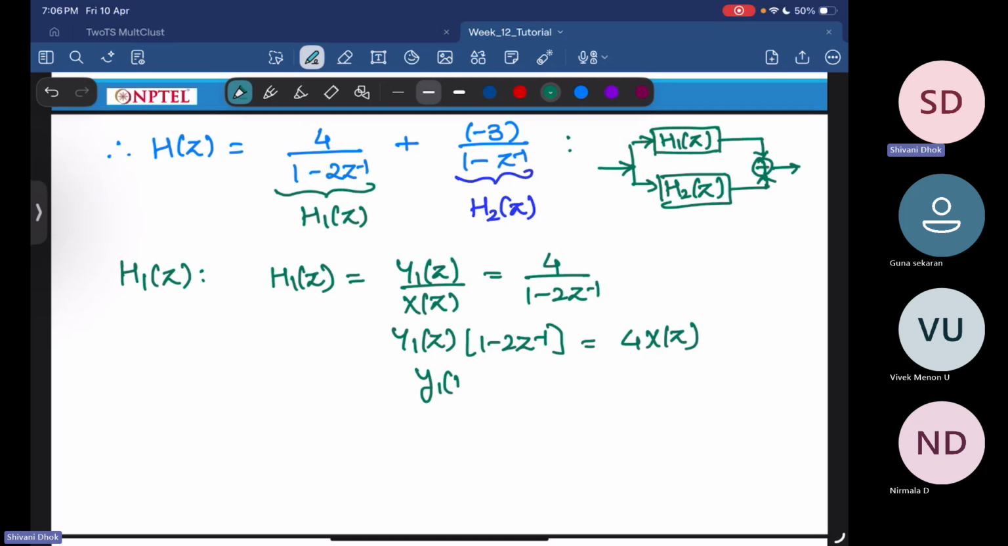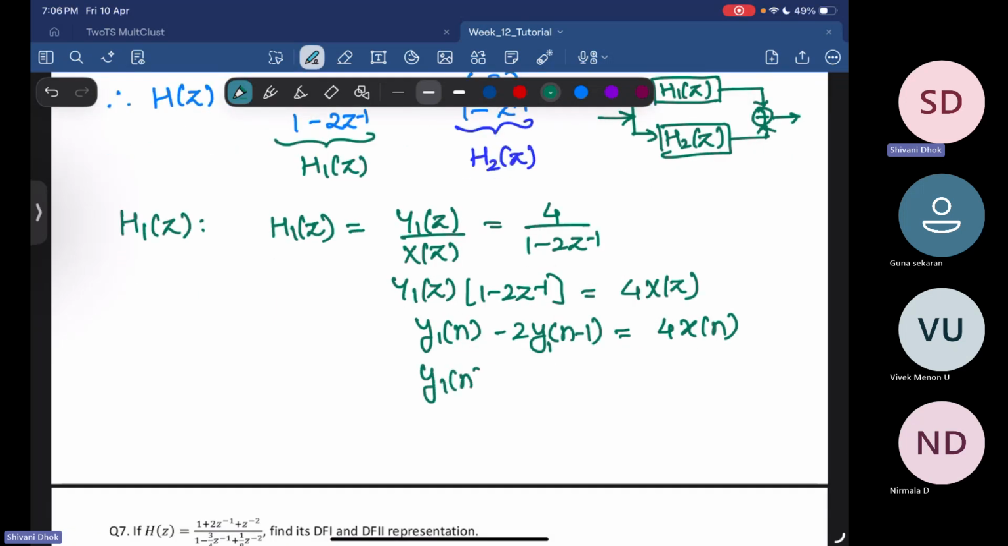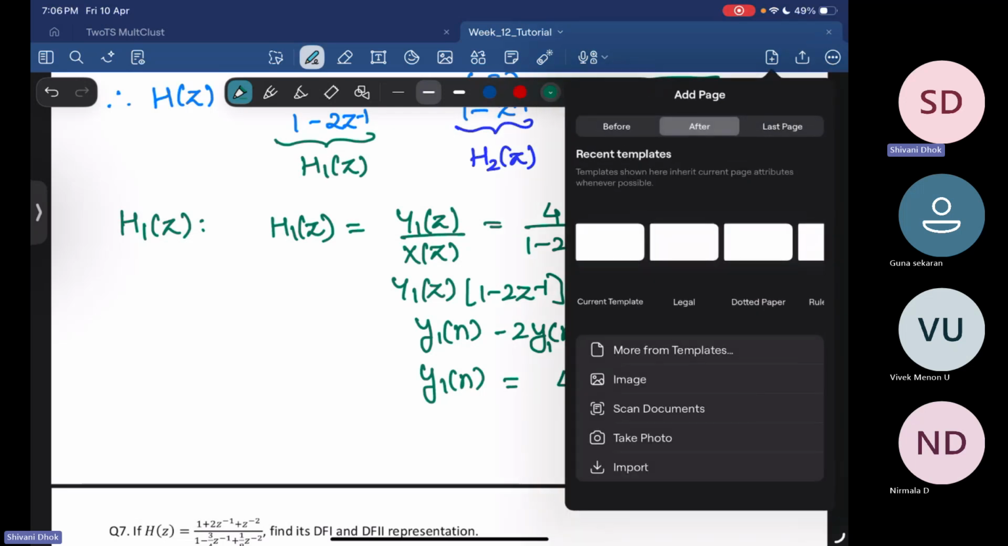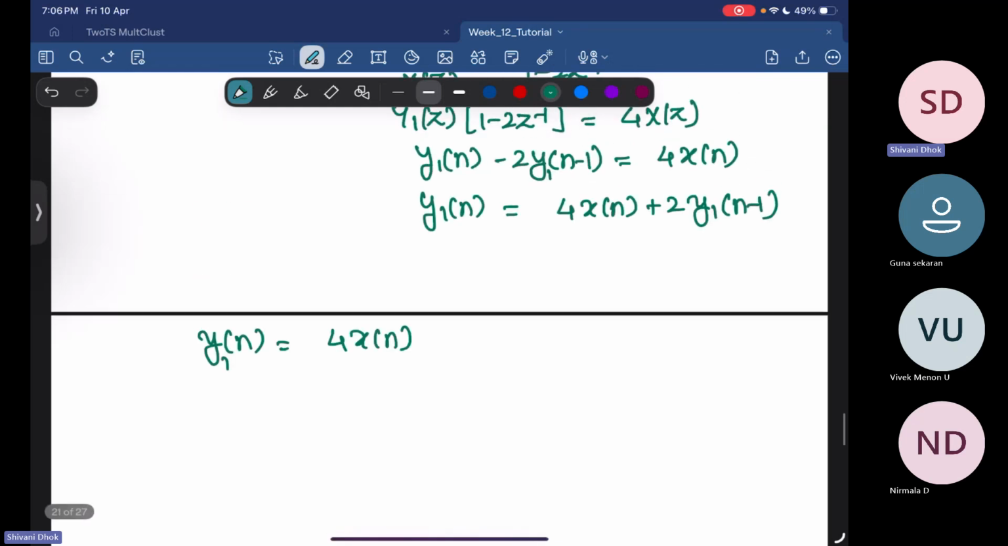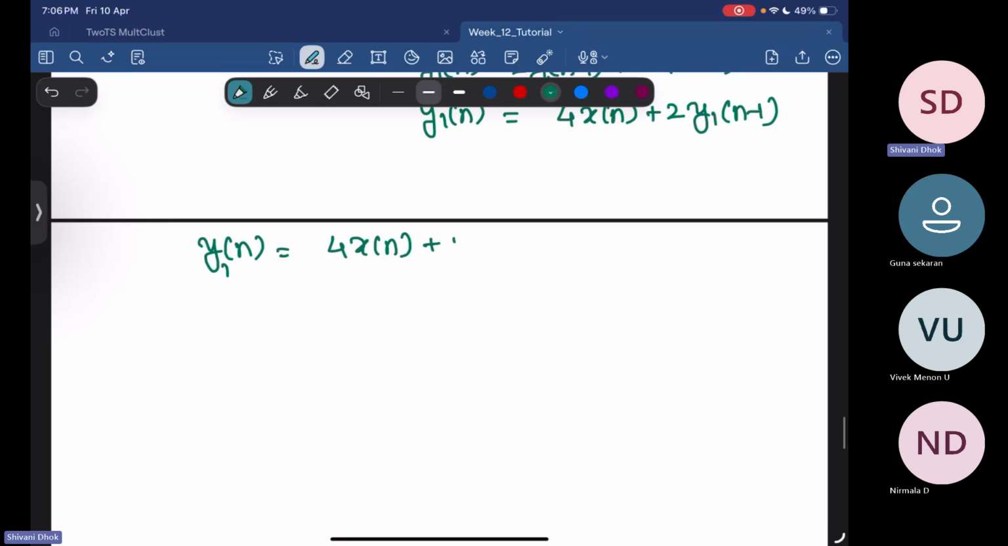So you get y1 of n minus 2 times y1 of n minus 1, which is equal to 4 times x of n. So you have y1 of n, which is equal to 4 times x of n plus 2 times y1 of n minus 1.